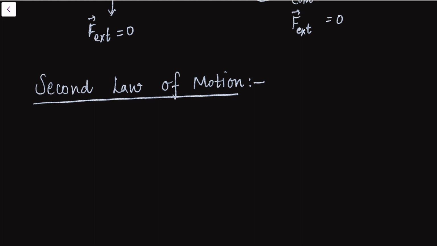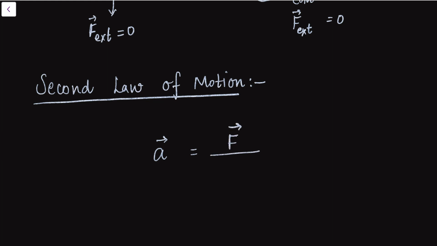The second law of motion says that the acceleration of a particle as measured from an inertial frame is given by the vector sum of all the forces acting on the particle divided by its mass. This means the acceleration of a particle is given by the vector sum of all the forces acting on it divided by mass. From this equation, we can say that force is nothing but mass multiplied by acceleration.